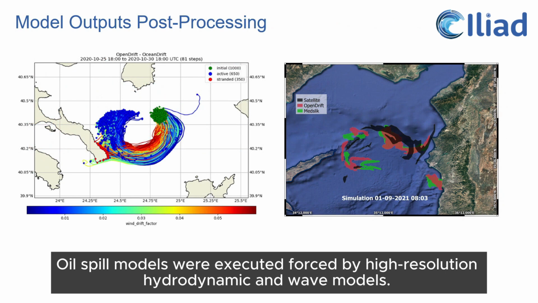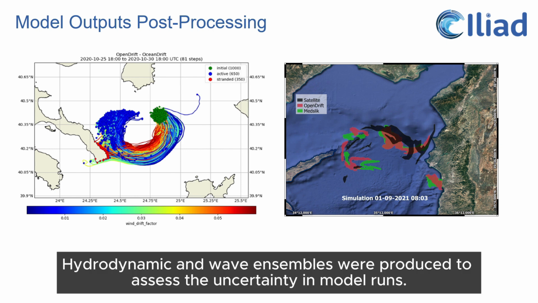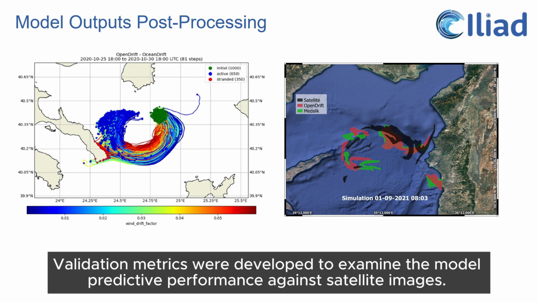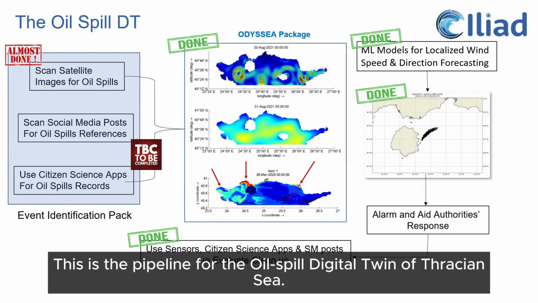Oil spill models were executed forced by high-resolution hydrodynamic and wave models. The meteorological forecasts of winds from public platforms were imposed. Hydrodynamic and wave ensembles were produced to assess the uncertainty in model runs. Validation metrics were developed to examine the model predictive performance against satellite images. This is the pipeline for the oil spill digital twin of Thracian Sea.